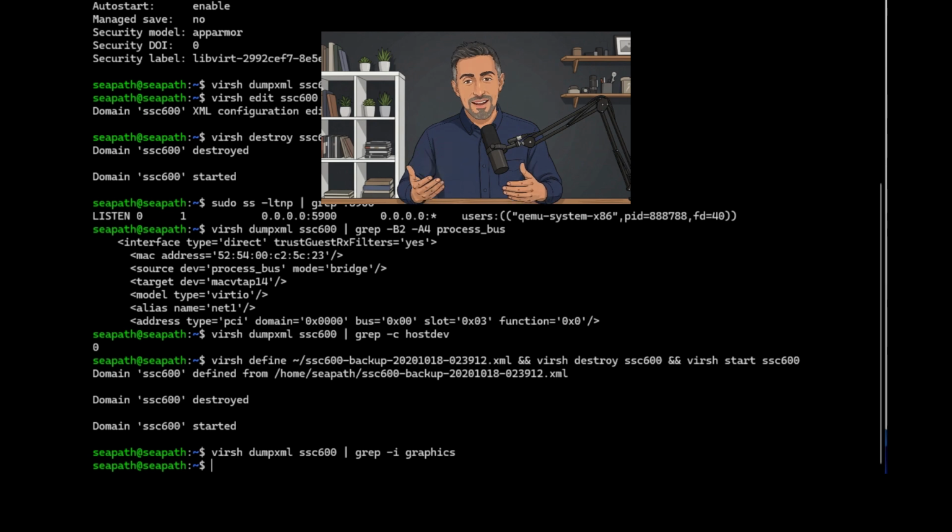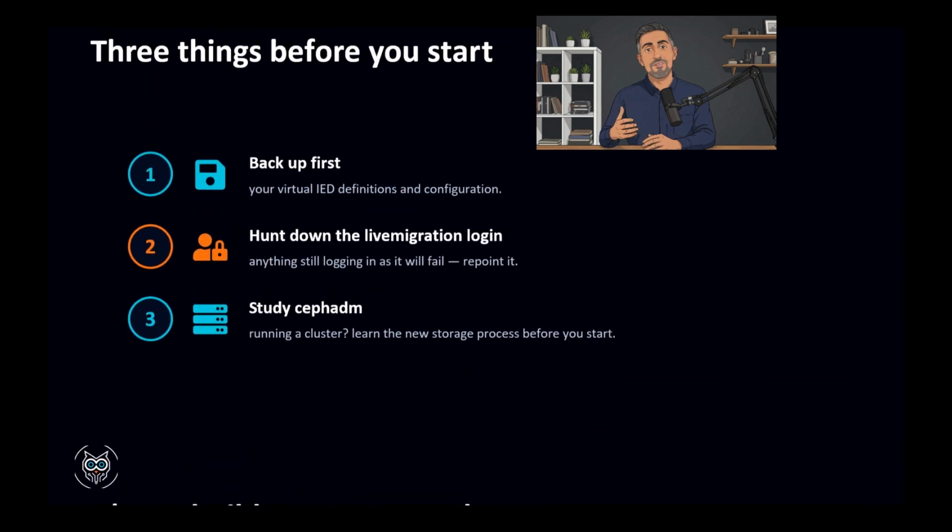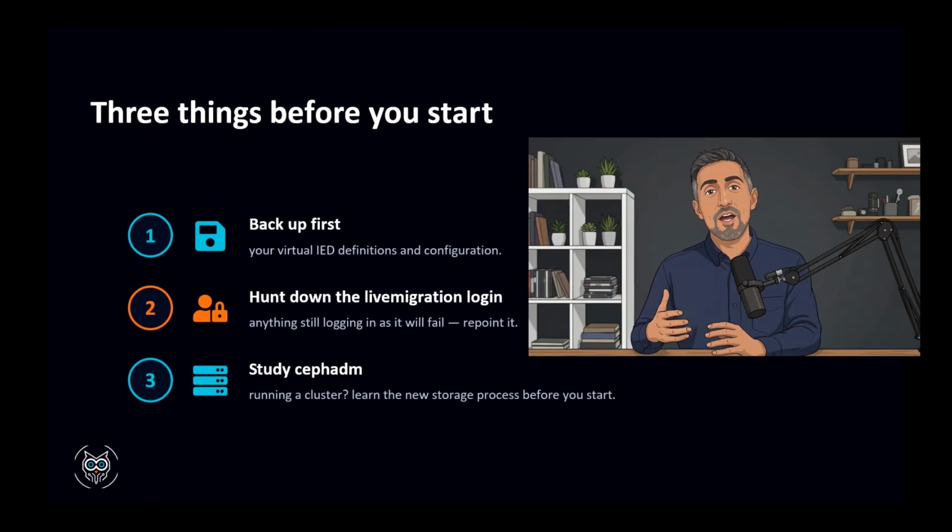Clear the screen, done. With a new operating system underneath and a completely new way of building the storage, moving from version 1 to version 2 is a rebuild. Plan for a clean reinstall. Before you go near it, three things. One, back up your virtual IED definitions and your configuration. Two, hunt down anything that still logs in as that old livemigration user because it will fail. Three, if you run a cluster, study the new cephadm process before you start.